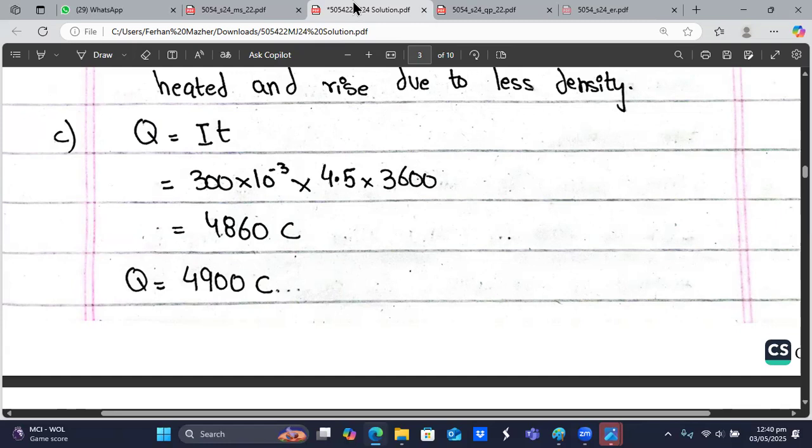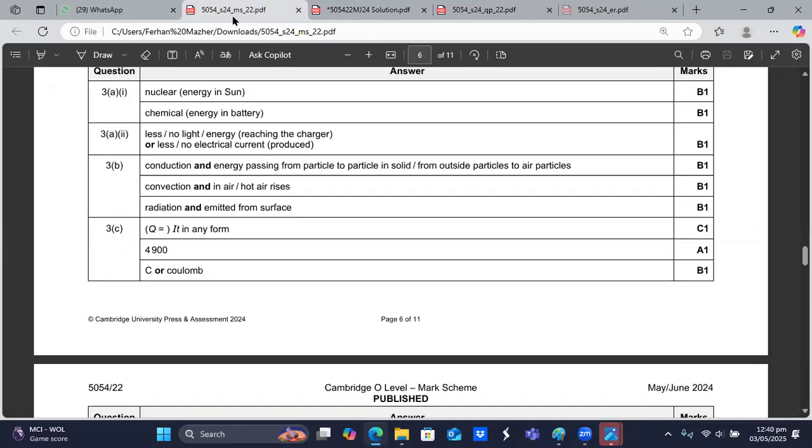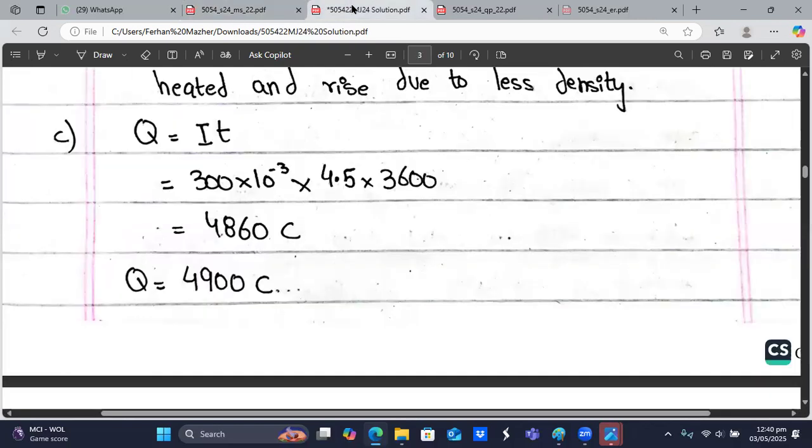So 300 × 10^-3 ampere multiplied by 4.5 multiplied by 3600. Why do we multiply with 3600? Because we want to convert hours into seconds. When you do this calculation, you will get 4860 coulomb. When you round it off to two significant figures, it will be 4900 coulomb. 4900 coulomb is the right answer.